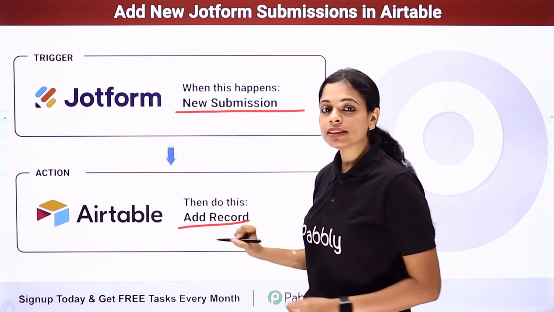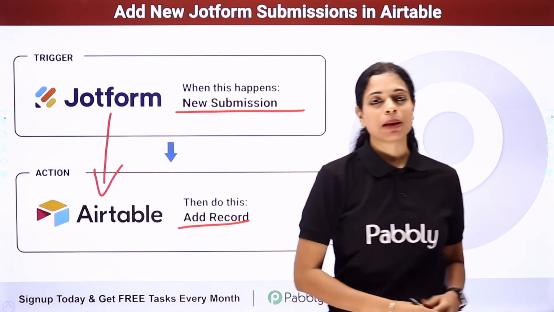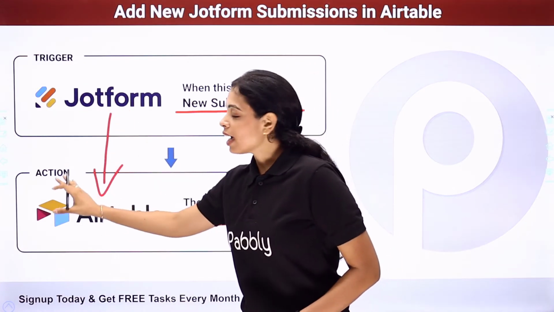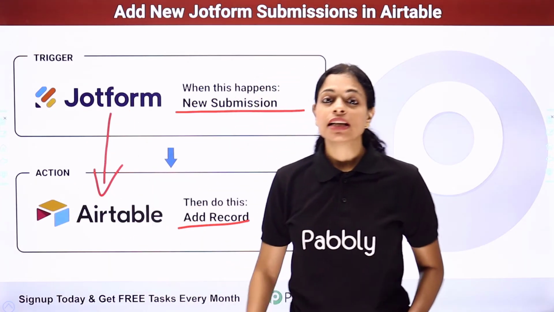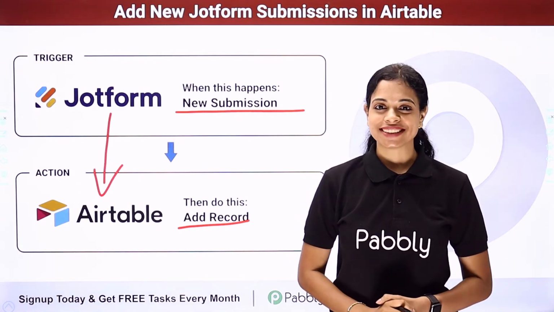For this, to add this record, you will have to integrate these two applications. This can be done using Pabbly Connect software. Here, your trigger application would be Jotform and your action application would be Airtable. Now, how are you going to do it yourself? For that, let me take you to my screen.